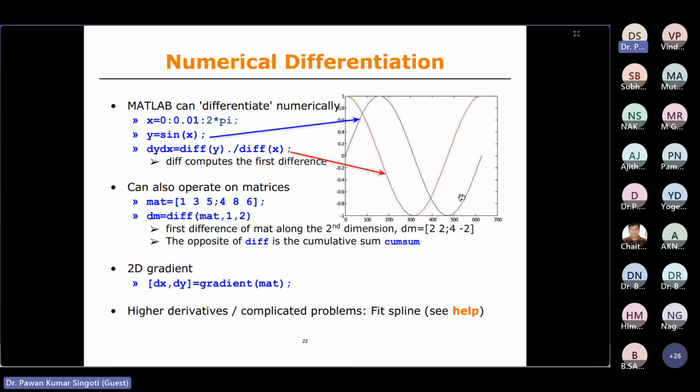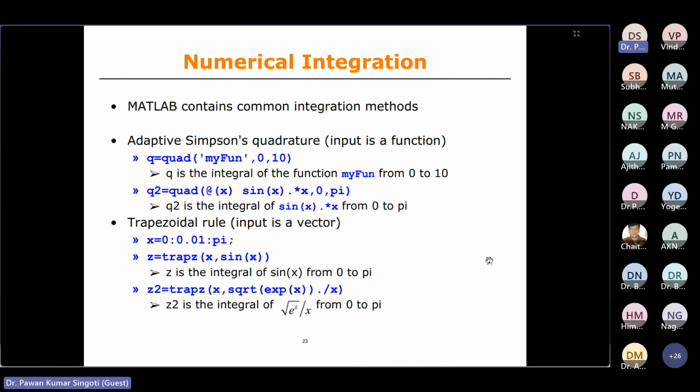So it is also possible in numerical differentiation. It can also operate on a matrix, dm equal to diff matrix 1 comma 2, like I showed you. This can be used over here. You can use a 2D gradient also, gradient matrix. These are some specialized commands available for differentiation.